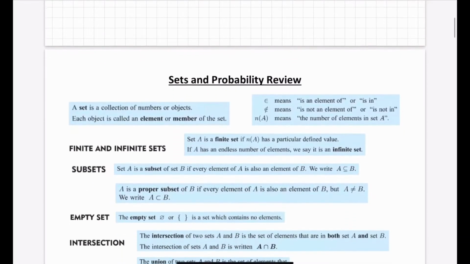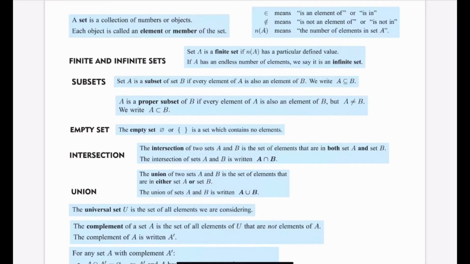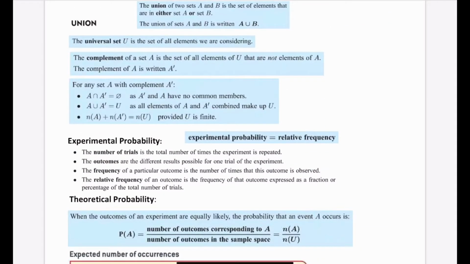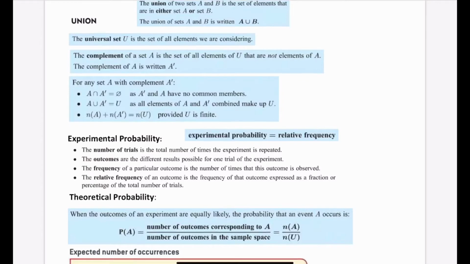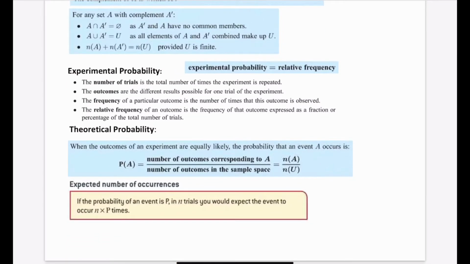And so the first page of your booklets is all this review from last year in terms of sets and probability that we did in Year 10. So you need to make sure you are okay with all of that. If not, going to your textbook, it does have more information. And with probability, we're going to be looking at experimental and theoretical.